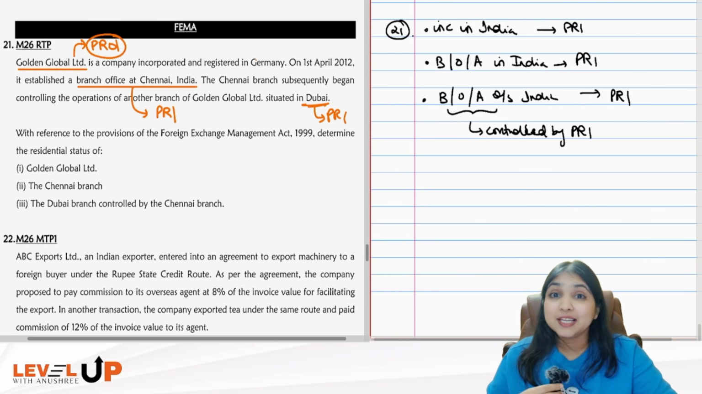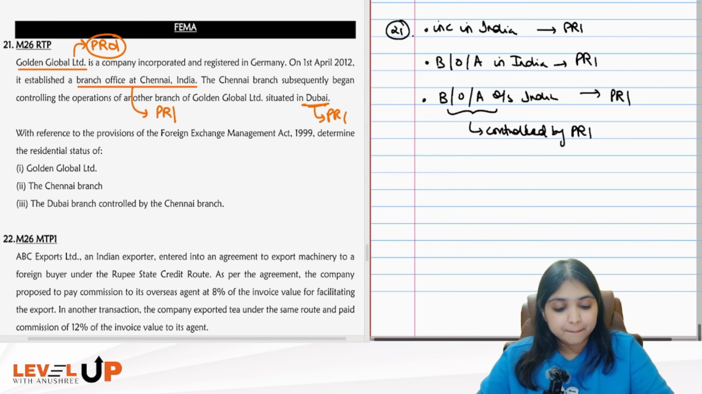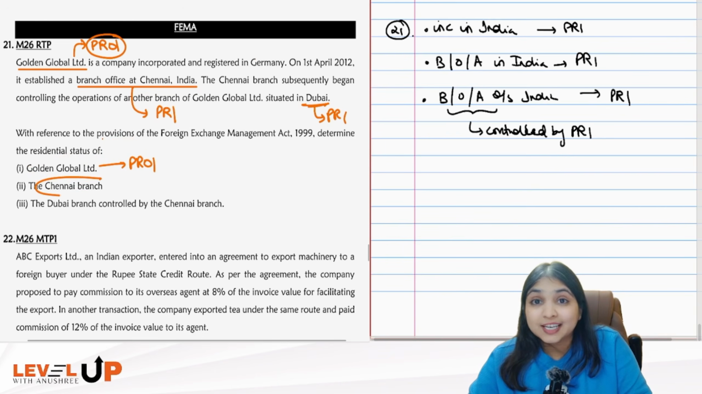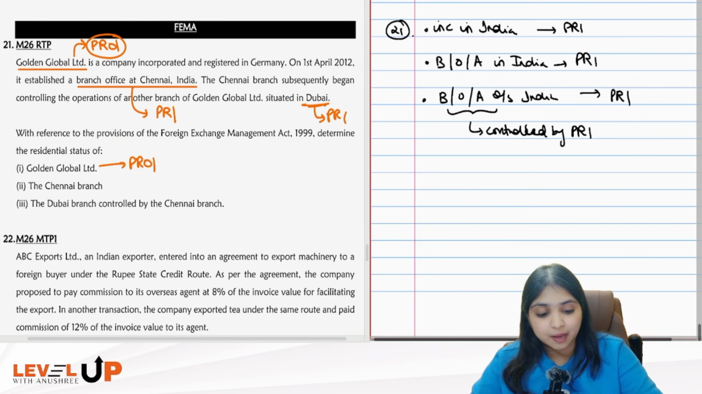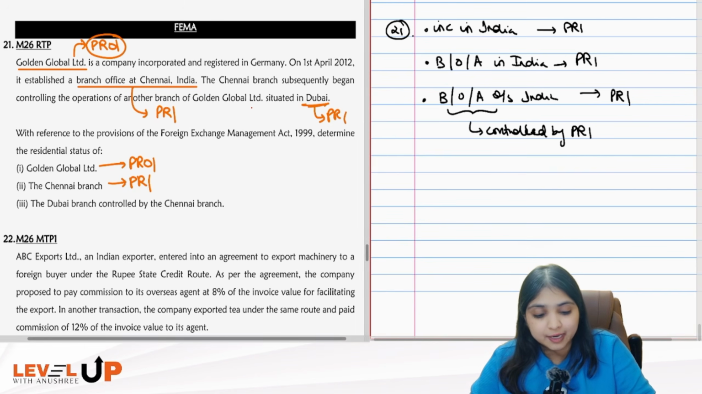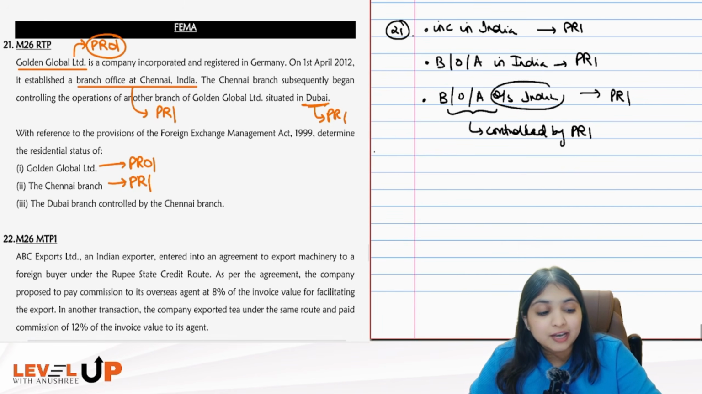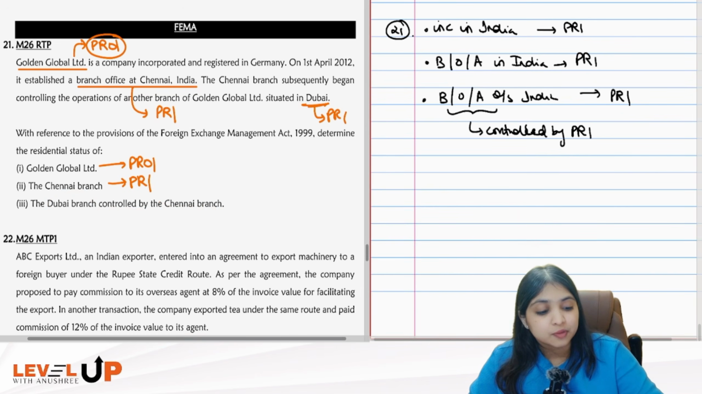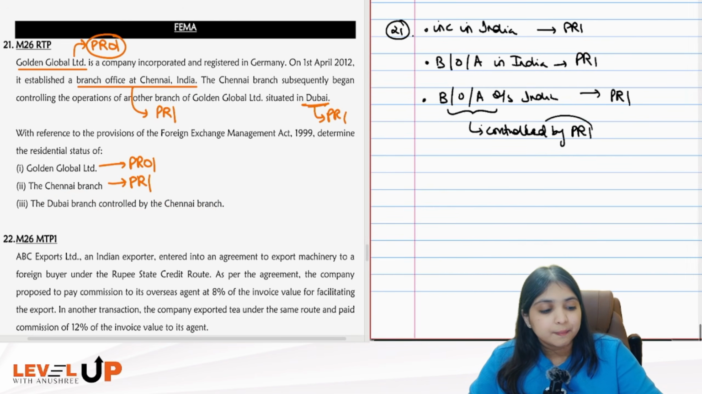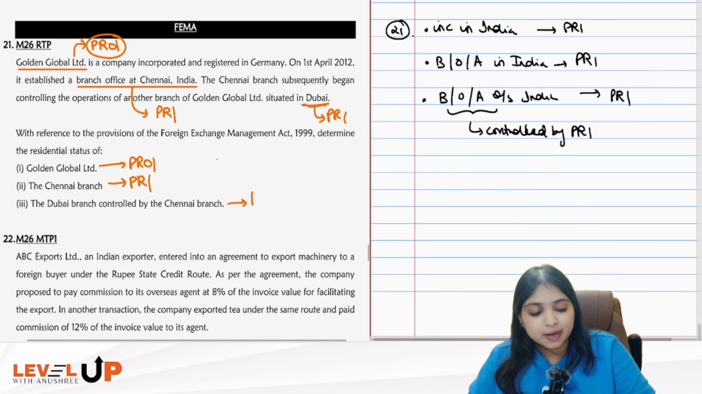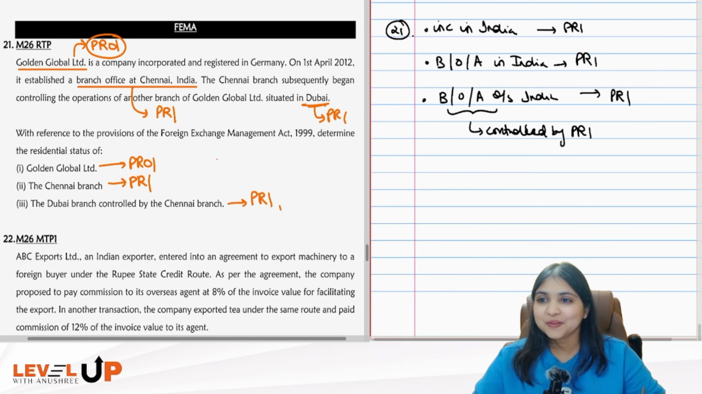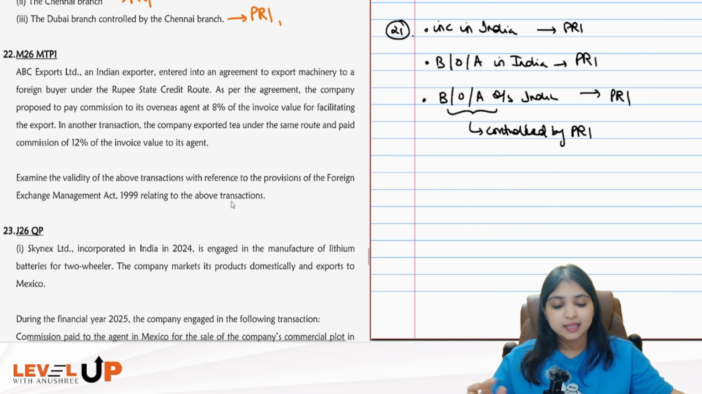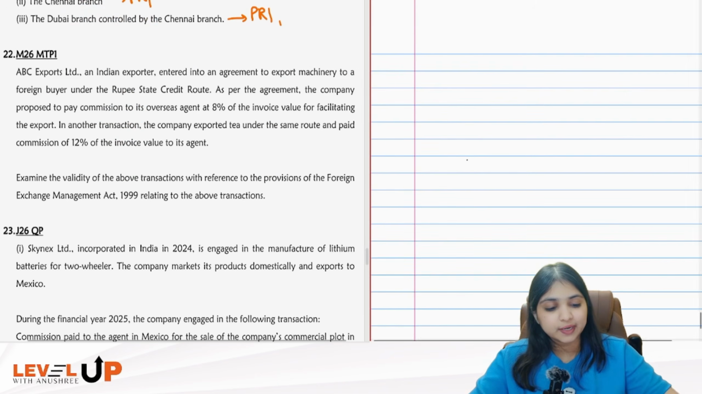Understanding, the company is not incorporated in India. So the company is PROI. The Golden Global Limited is PROI. Then Chennai branch, the branch is in India. So the branch will become PRI. Then Dubai branch, the branch is outside India, but it is controlled by Chennai branch, which is a PRI. So the Dubai branch is outside India, but controlled by PRI. So the Dubai branch also becomes PRI. Okay, so this was just about the residential status of non-individuals. Then come to question number 22.